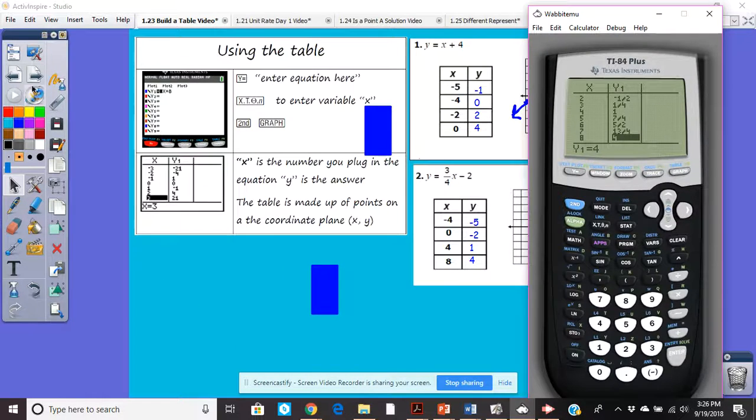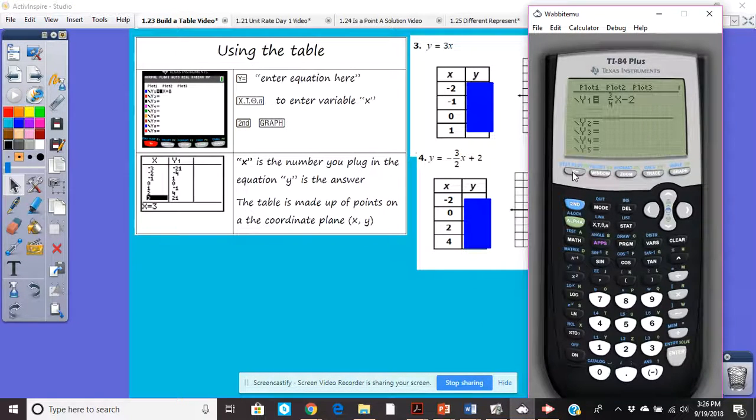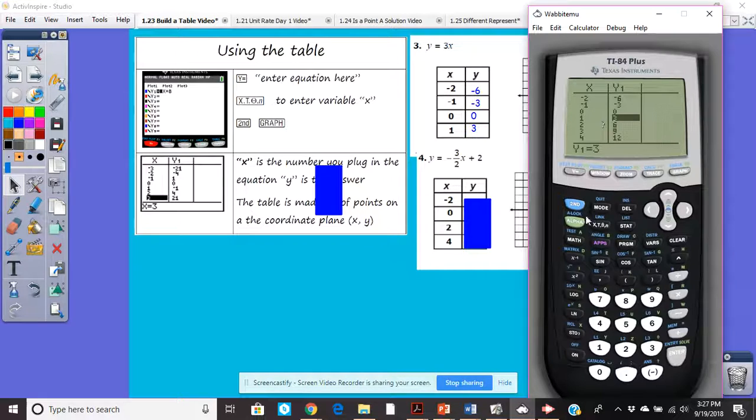All right, so the next one we have is y equals 3x. So y equals is where you enter your information. And so we're going to clear that out, and we're going to put 3x, just 3x in. And second graph gives me my table. So at -2, the y should be -6. At -1, the y should be -3. At 0, my y should be 0. And at 1, my y should be 3. So you can see here that my table and my calculator are lining up.